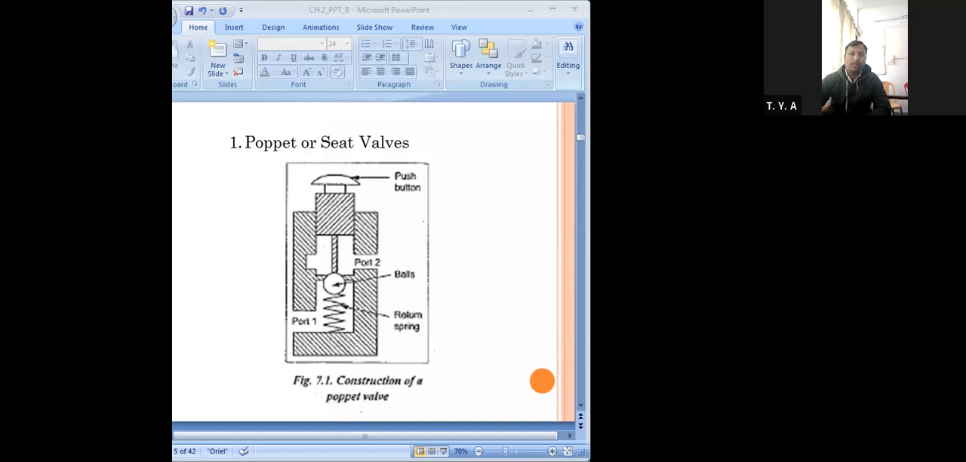But in poppet valves, balls or discs or cones are used. Here in this figure you can see a ball is used. Balls, discs or cones are used for what purpose? In conjunction with the valve seat, to control the flow. Here I have shown a ball in this figure.